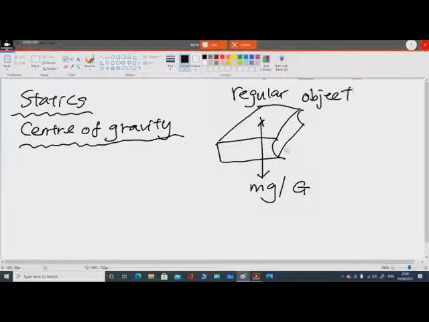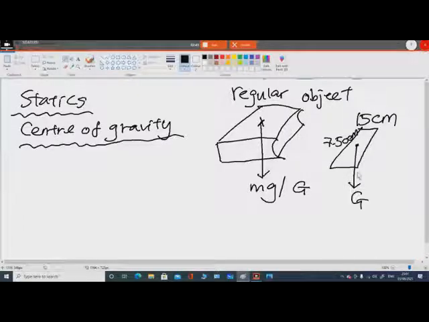And let's say I have a meter rule here. This meter rule is about 100 cm long. The center of gravity for this meter rule is at the 50 cm mark, which is at the center of the meter rule. So this will give us our center of gravity. So this is for the regular object.